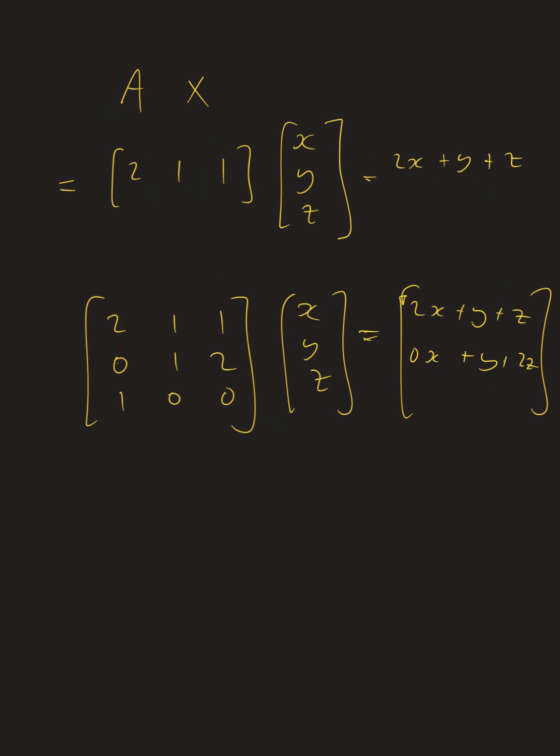Well, then I'm going to have a third element in my result, and it's going to be 1 times x plus 0 times y plus 0 times z. So there we have a 3 by 3 matrix that represents a function which takes in a list of 3 numbers and spits out another list of 3 numbers. And any linear function like that can be expressed as a matrix.